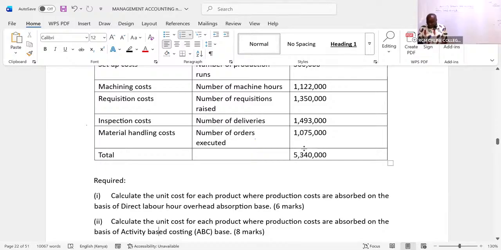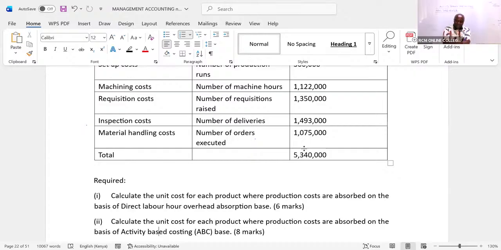They want me to calculate the unit cost for each product where production costs are absorbed on the basis of direct labor hour overhead absorption rate base. And then number 2, first of all, before I go to number 2, when you read number 1, where they want us to calculate the unit cost for each product, where production costs are absorbed on the basis of direct labor hour overhead base. Which method are they talking about here?